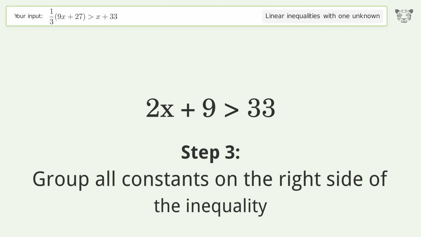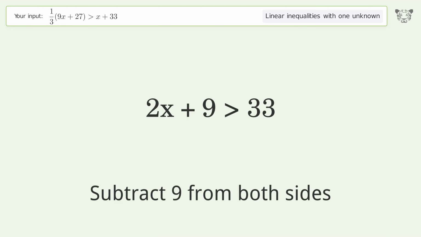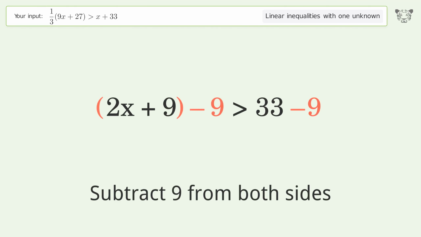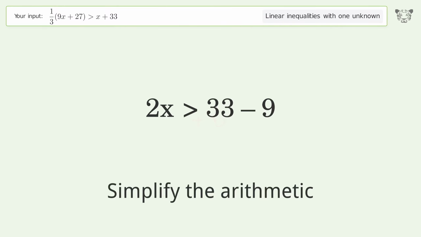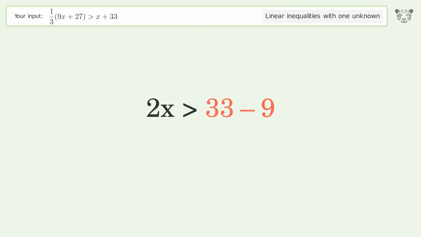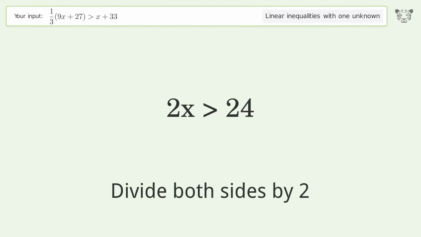Group all constants on the right side of the inequality. Subtract 9 from both sides. Simplify the arithmetic. Isolate the x. Divide both sides by 2.